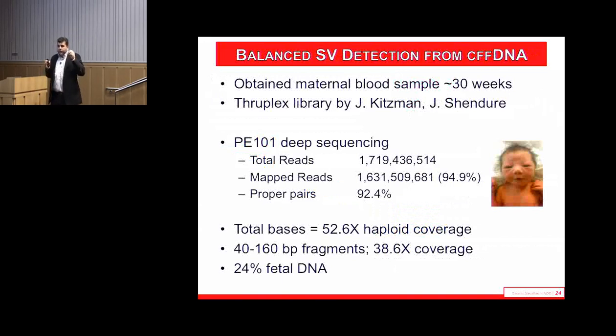So the idea of cell-free fetal DNA, is everybody familiar with this? You have DNA circulating in the bloodstream of the mother from the fetus, in small shards of DNA. You can sequence it, and you can basically do a diagnosis if you have a copy number abnormality, but specifically an aneuploidy, without doing an invasive test.